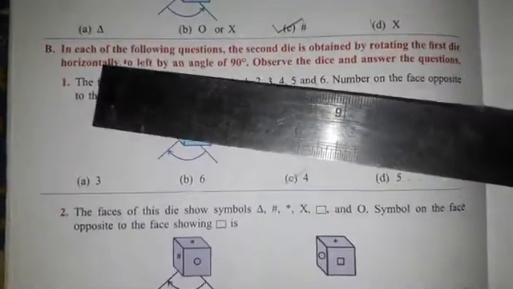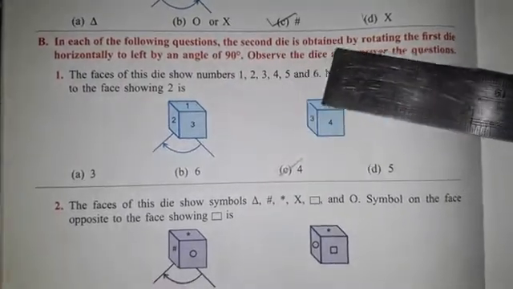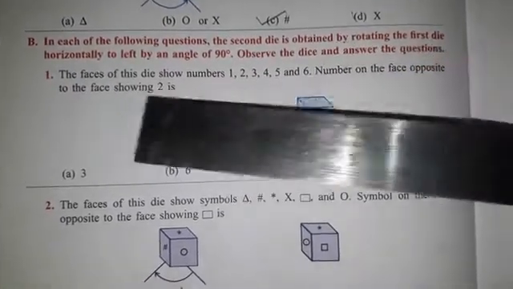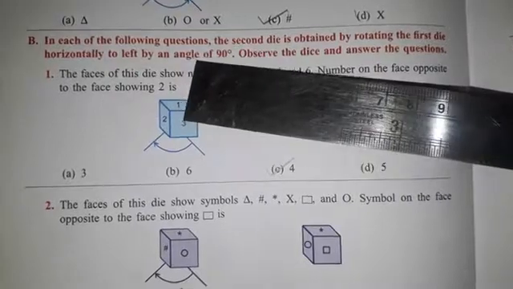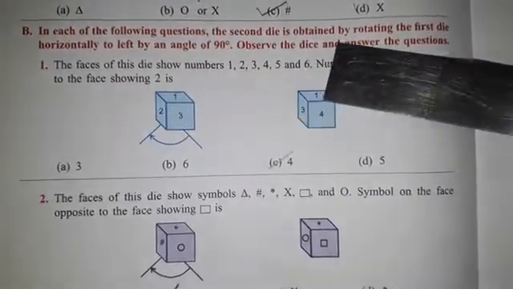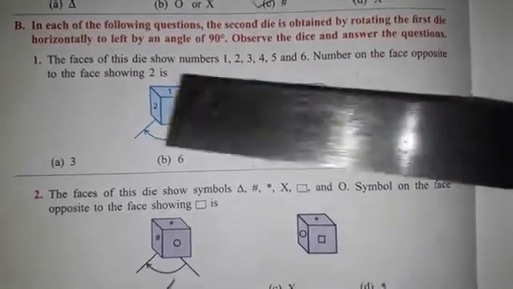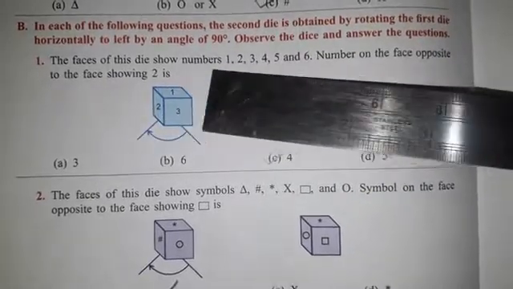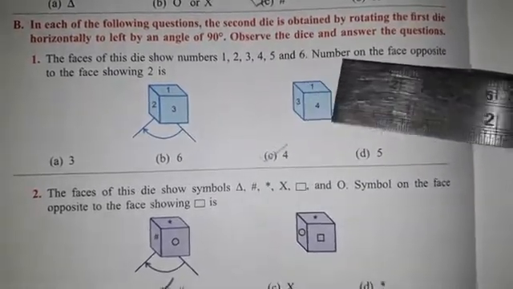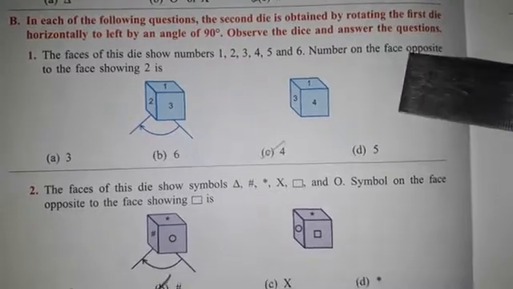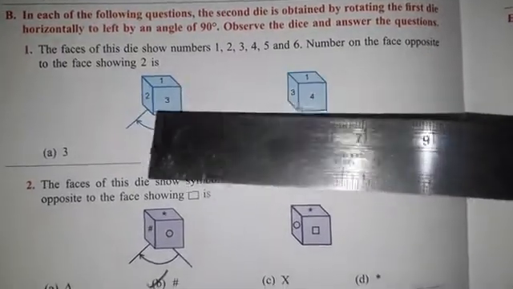Now in B, each of the following questions, the second die is obtained by rotating the first die horizontally to the left by an angle of 90 degrees. Observe the dice and answer the question. The faces of this die show 1, 2, 3, 4, 5, 6 again. You have to find out the number on the face opposite to the face showing 2.